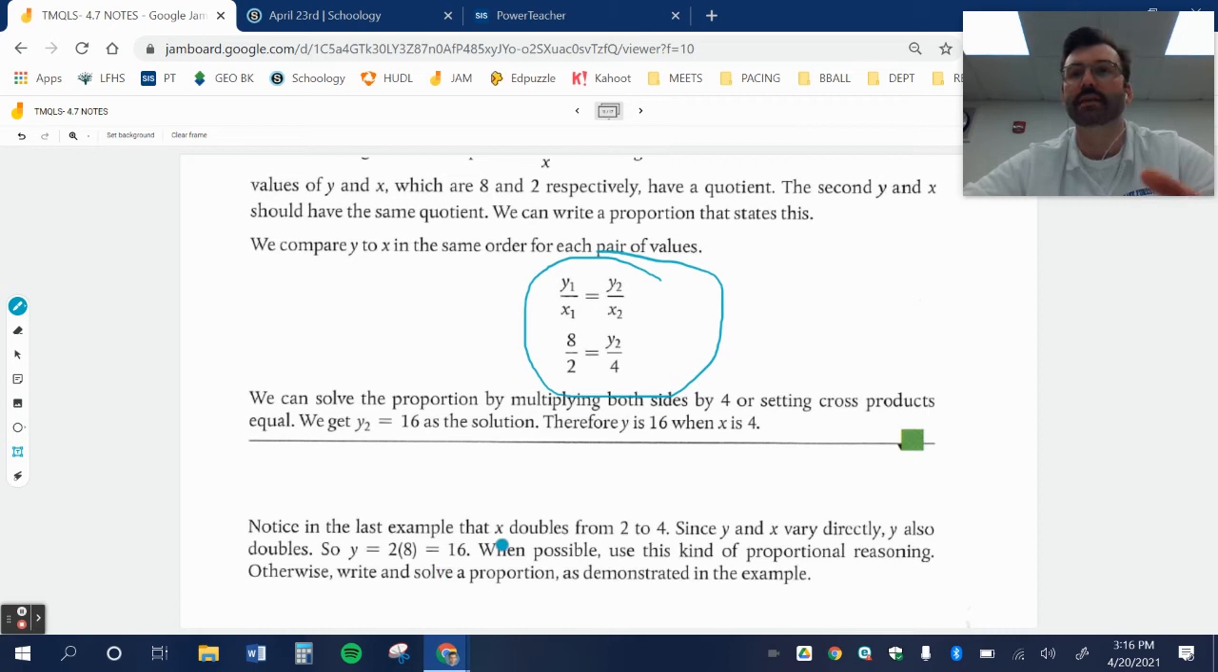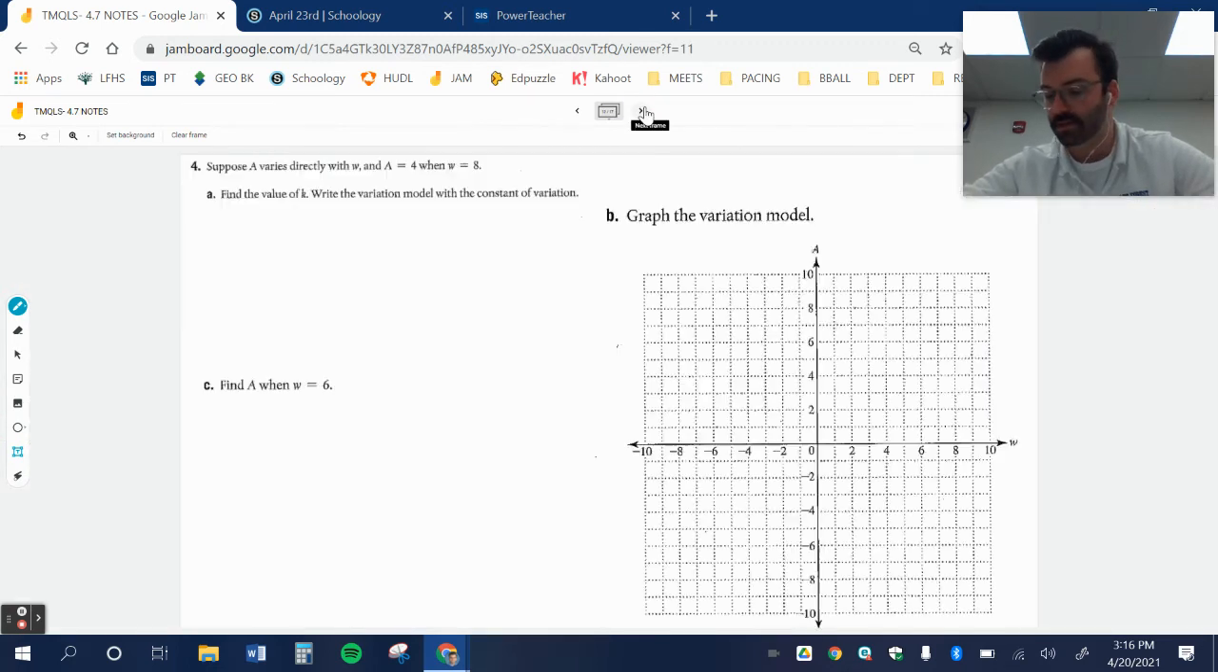So 2 times 8 gives you 16. That's also true. When possible, you just kind of otherwise solve it. Okay, for sure. Let's keep going. What do we got? Number 4.